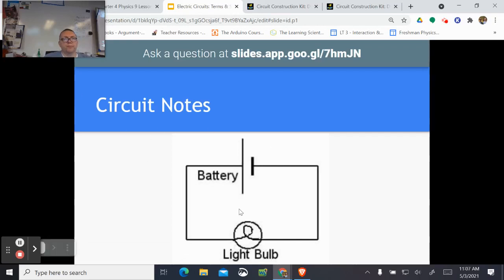All right, so circuit notes. This is eventually what our circuit diagrams will end up kind of looking like. This is a battery. These things are electrical connections. One version of drawing a light bulb, and then the electrical connections back to the battery.